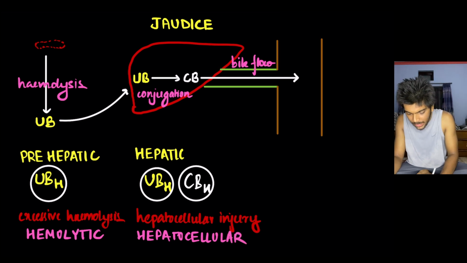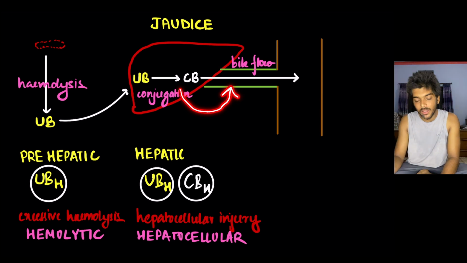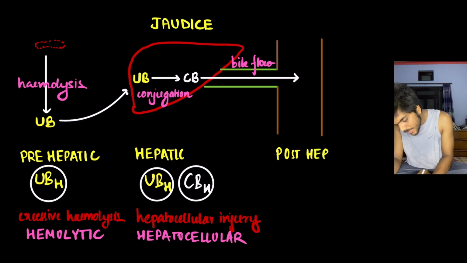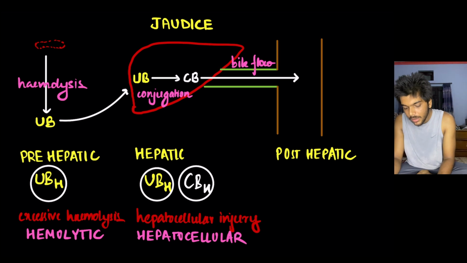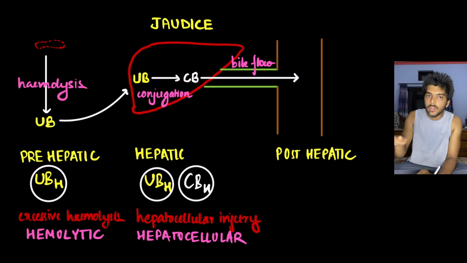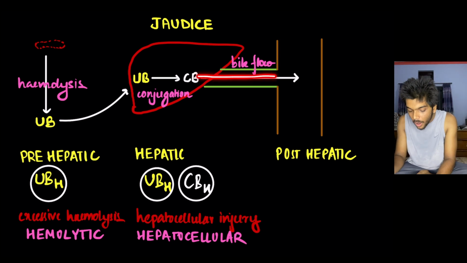All right. The third type of jaundice is due to pathology after the liver, referred to as post-hepatic jaundice. After the liver, what is there? Within the liver, conjugation takes place. Unconjugated bilirubin is converted to conjugated bilirubin. Now this conjugated bilirubin is spilled out into the duodenum along with bile.